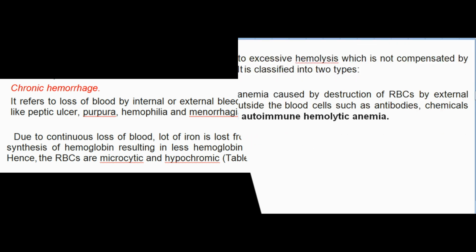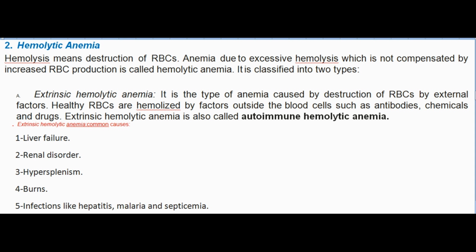Hemolytic anemia. Hemolysis means destruction of RBCs. Anemia due to excessive hemolysis, which is not compensated by increased RBC production, is called hemolytic anemia. It is classified into two types. Extrinsic hemolytic anemia is the type of anemia caused by destruction of RBCs by external factors. Healthy RBCs are hemolyzed by factors outside the blood cells such as antibodies, chemicals, and drugs. Extrinsic hemolytic anemia is also called autoimmune hemolytic anemia.